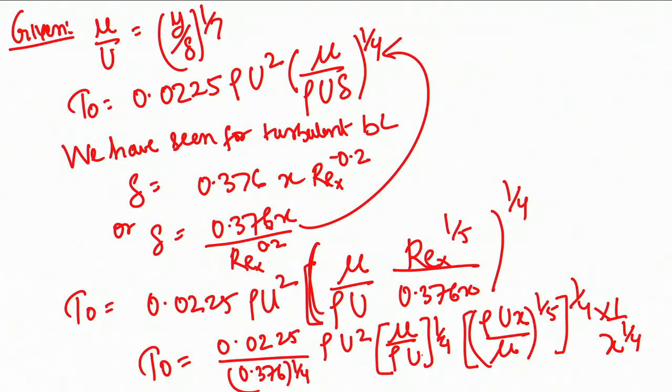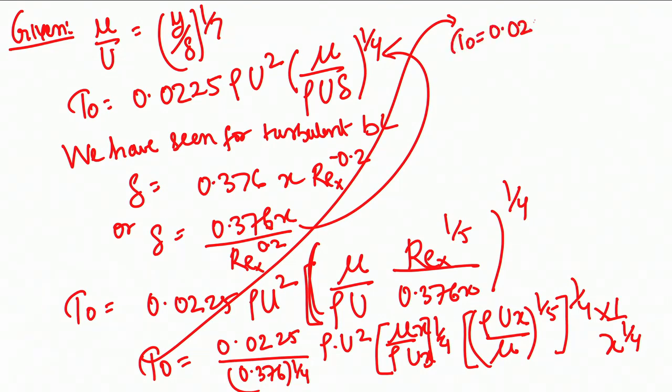If you multiply x here and x here, and on rearrangement, this expression gives tau naught equal to 0.0287 rho capital U square into 1 by Re x to the power 1 by 5.